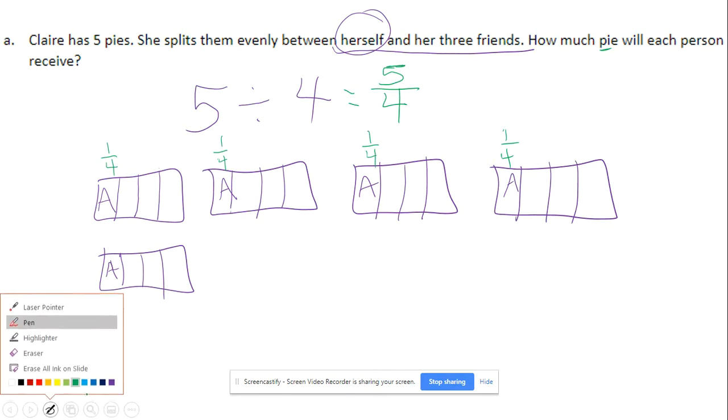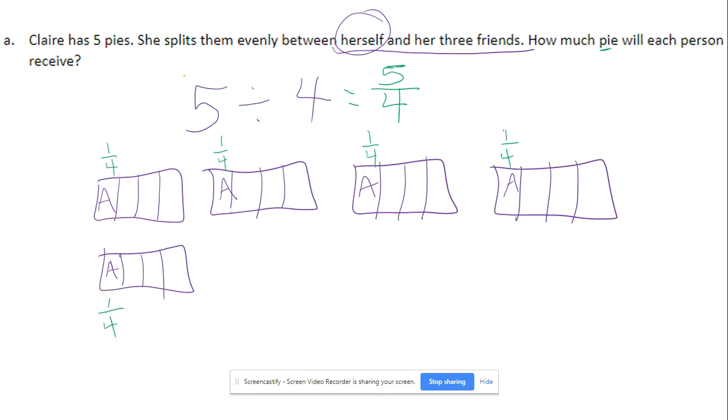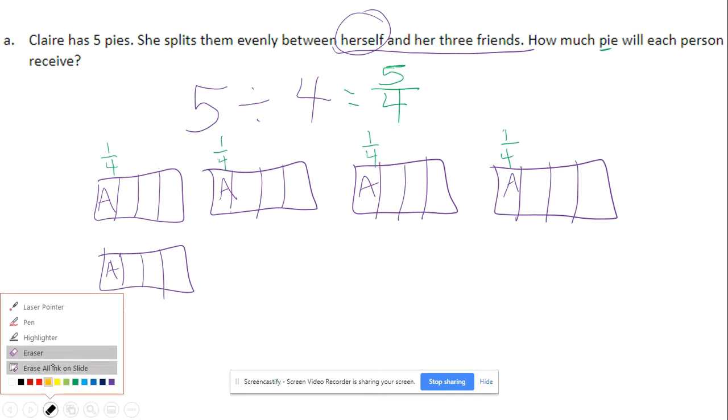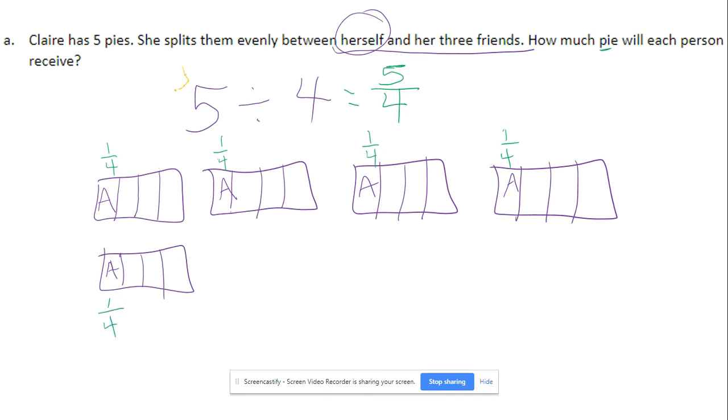I can also see 5. That was an awful arrow on this pencil. My goodness gracious. Okay, so I can see that 5, our dividend, which is our first number, is on top, and 4, which is our divisor, is on the bottom.